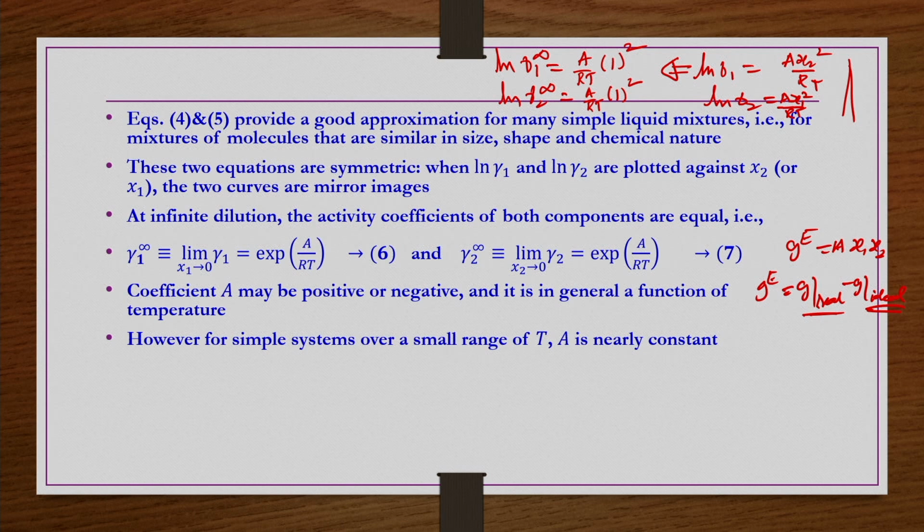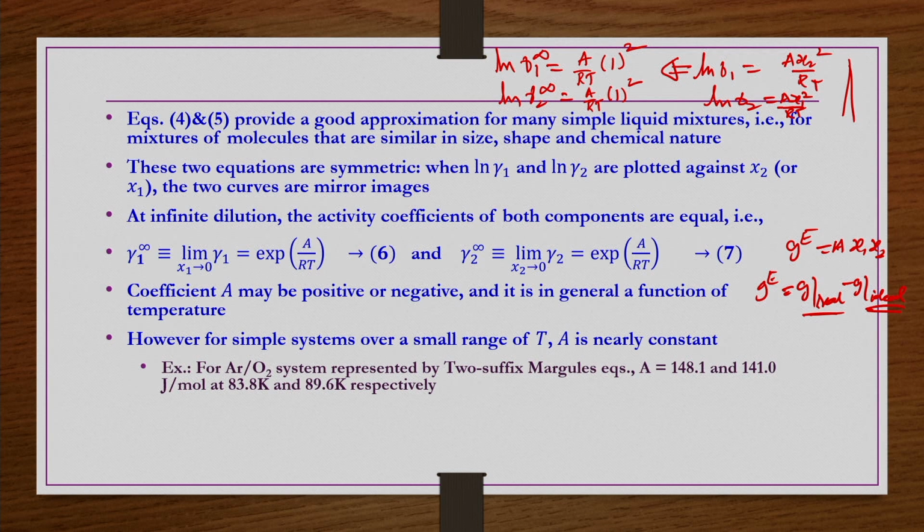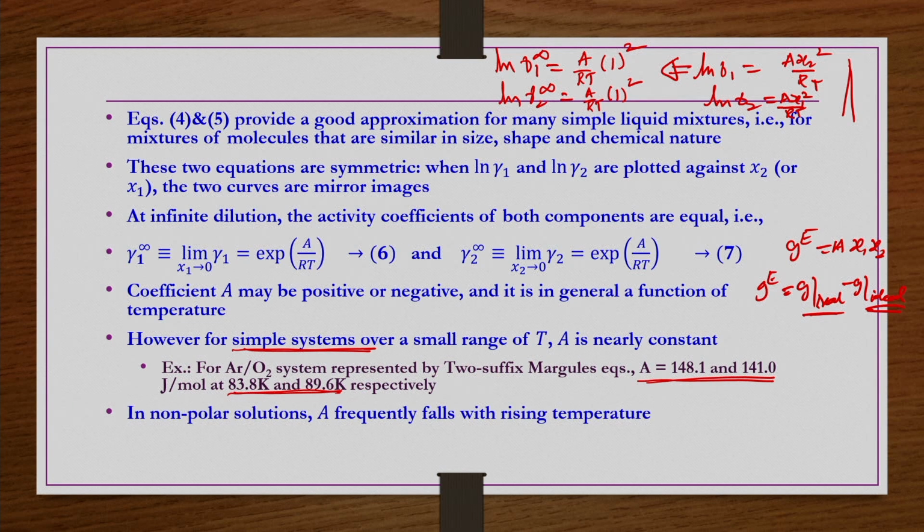And then however, for a simple system over a small range of T, A is nearly constant. For example, if you take the argon oxygen system, if the temperature range is limited between 84 to 90 Kelvin roughly, then A is roughly decreasing from 148 to 141 joule per mole. So, such a small decrease is there for simple systems like argon and oxygen. But if you have some non-polar solutions, under such conditions A frequently falls with increasing temperature.